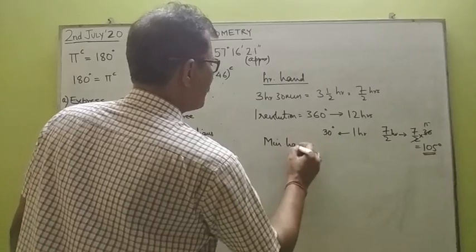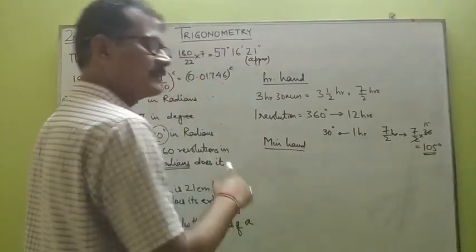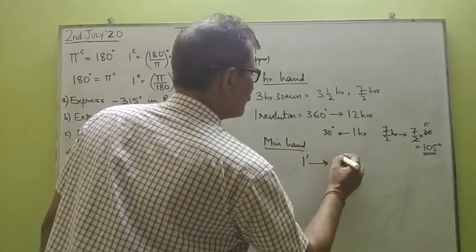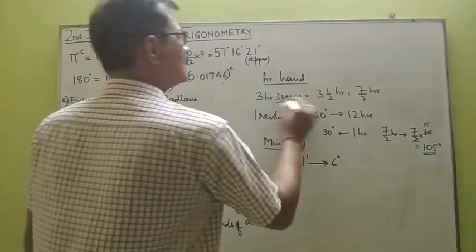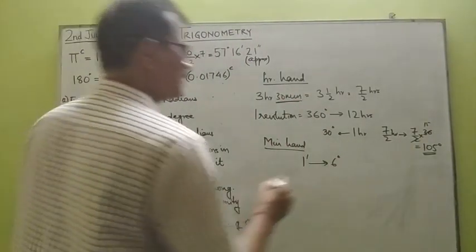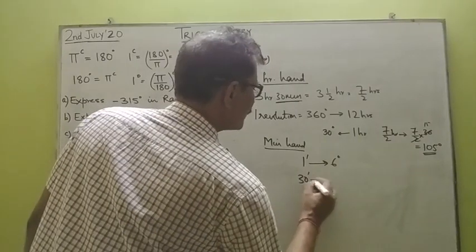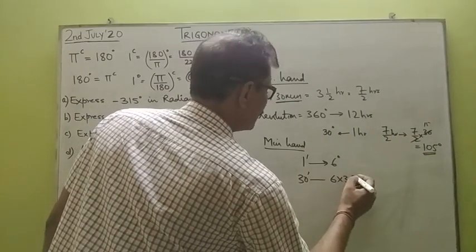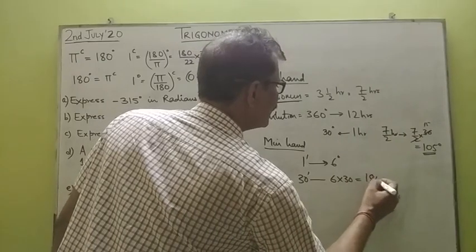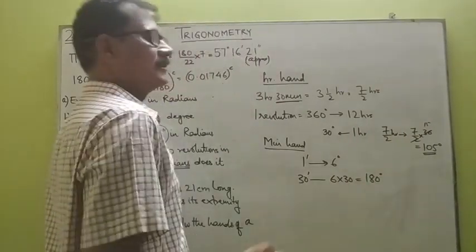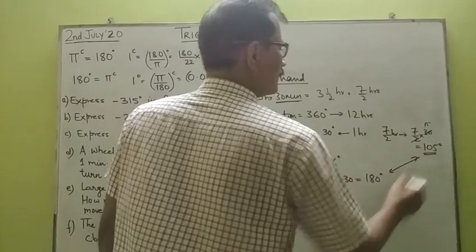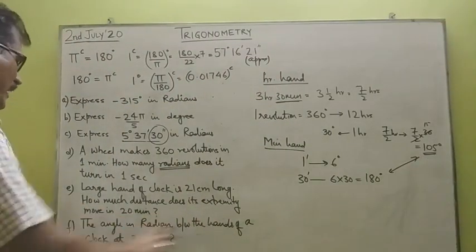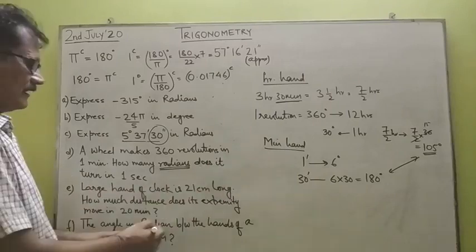Minute hand, just now we have discussed in the previous sum that in 1 minute it sweeps an angle of 6 degree. So in 30 minutes that is going to sweep an angle of 6 into 30, that is 180 degree. Now the difference of this is the angle between the two hands of the clock in degree first, then we'll change to radians.